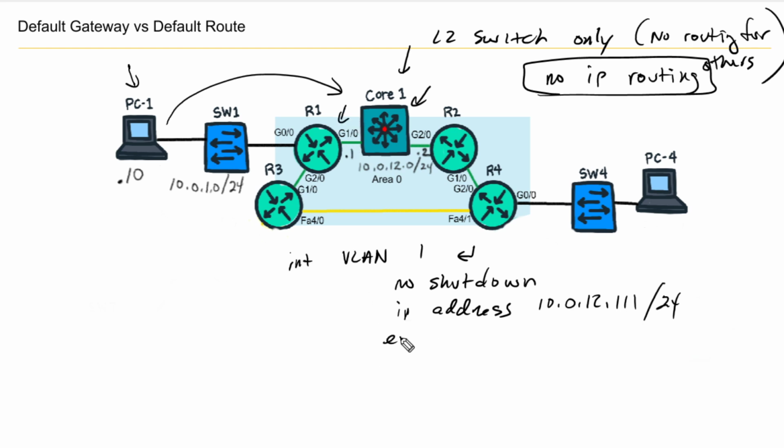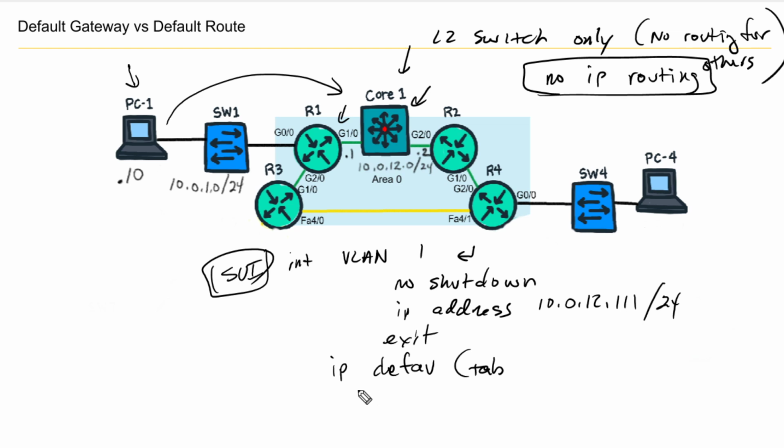So we exit out of interface configuration mode for this SVI, which is what that is, a switch virtual interface. And then in global config, I think its syntax is ip default-gateway, but you can simply tab it out.